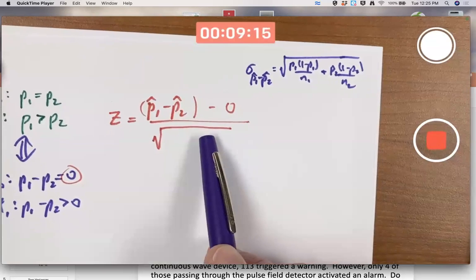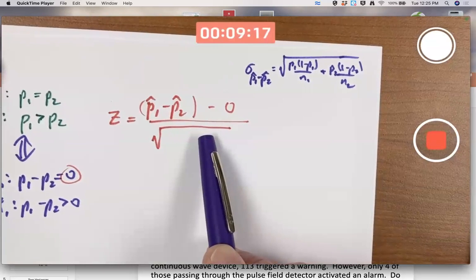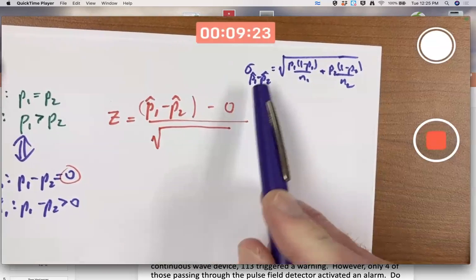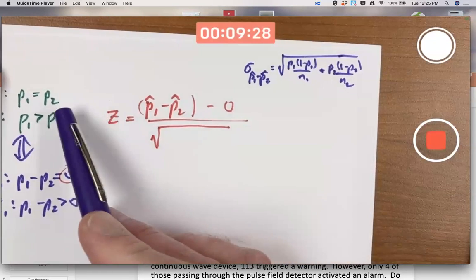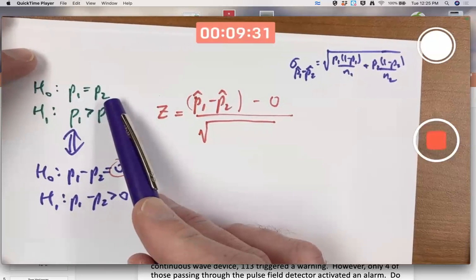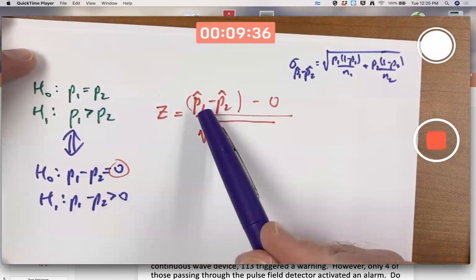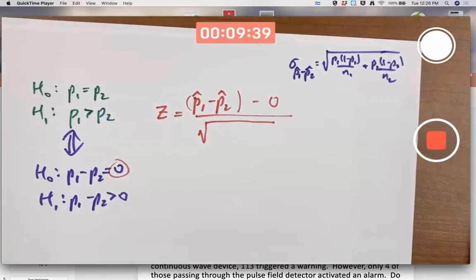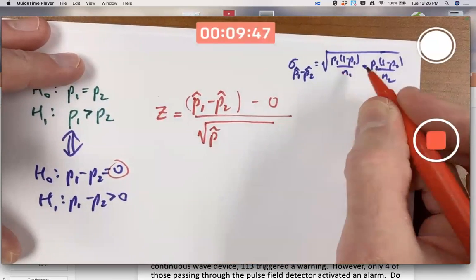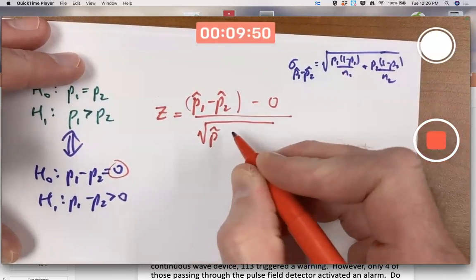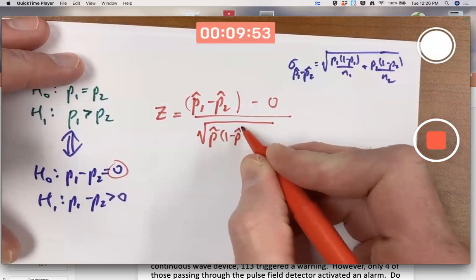I could put that down here, but it's not so useful because I don't know P1 and P2. I can replace P1 and P2 with a natural estimator for them. If I assume in the null hypothesis that they're equal, the best estimator I can get is to take the values of P1 hat and P2 hat and pool them together, creating a pooled proportion, just denoted P hat. I can effectively replace the P1 and the P2 in both spots with P hat. If you do that and factor it out, this is what you get.